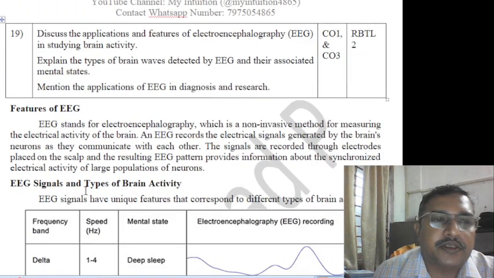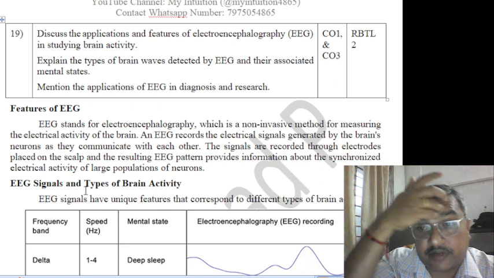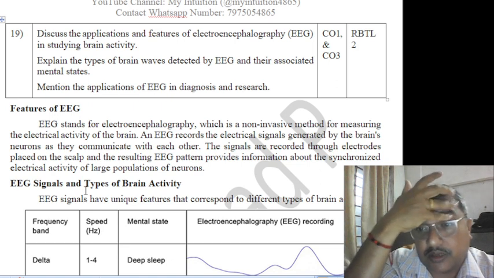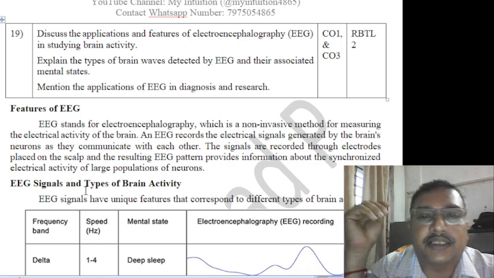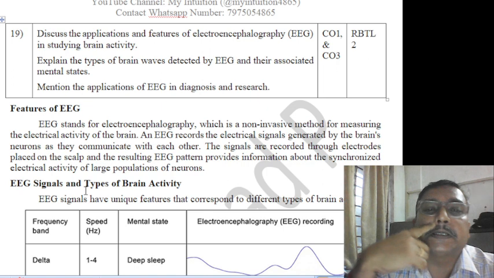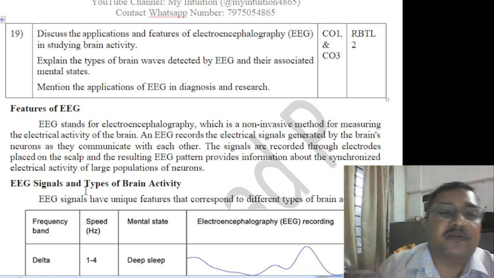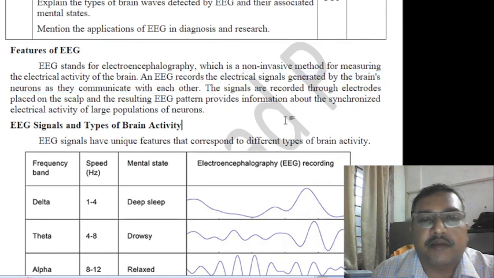Now the next question: discuss the applicational features of EEG, electroencephalography, not ECG. ECG is different, that is connected to the heart. This is brain, and when it comes to the brain, it is EEG. Explain the types of brain waves detected by EEG. Mention the application of EEG in diagnosis and research. Some of the features are mentioned here.